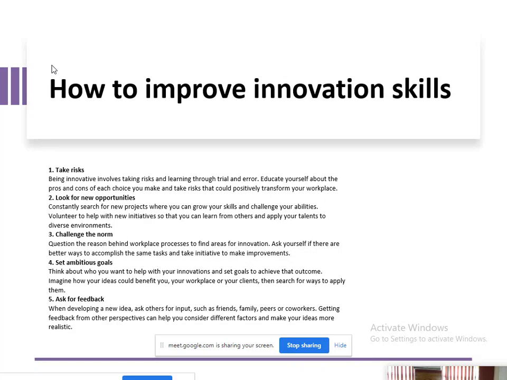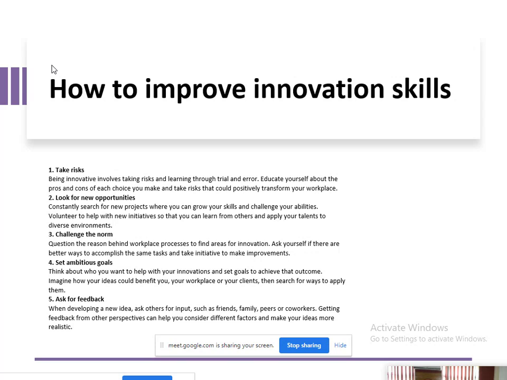It gives you the ability to look for newer opportunities. You have to grow your skills, challenge your abilities, and think about the new initiatives you can take in that product. So you have to diversify and think in very innovative ways. And already I told you that you have to go through a lot of trial and error, because you have to try a lot of methodologies, and you may not get a result in the earlier stages of innovating the product.